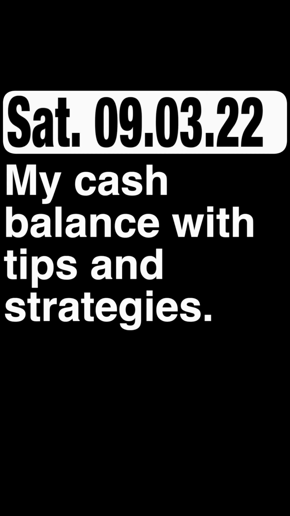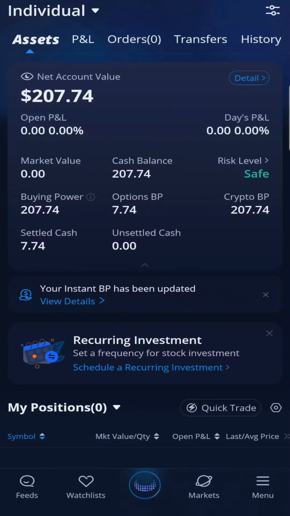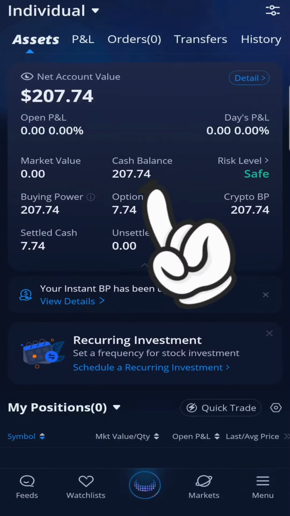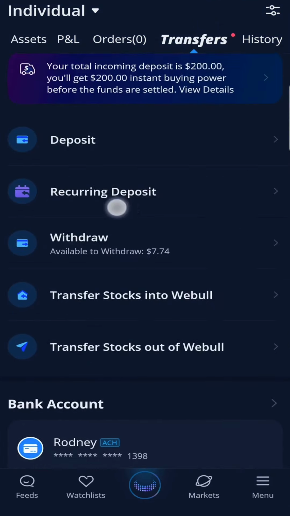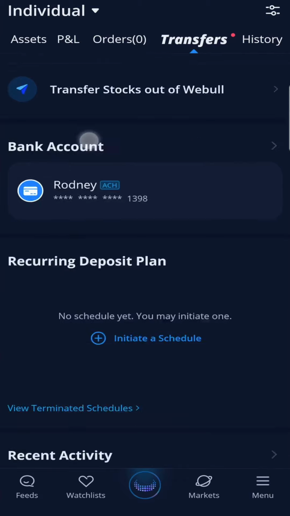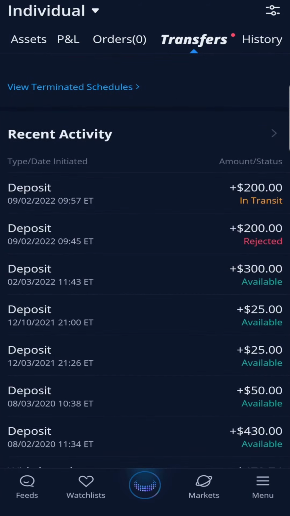My cash balance, with tips and strategies. I have $207.74 in my cash balance. Even though I have this amount, I need to let the cash settle because I did a bank transfer yesterday of $200. It's still in transit.